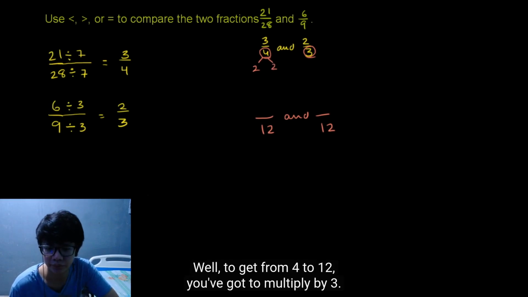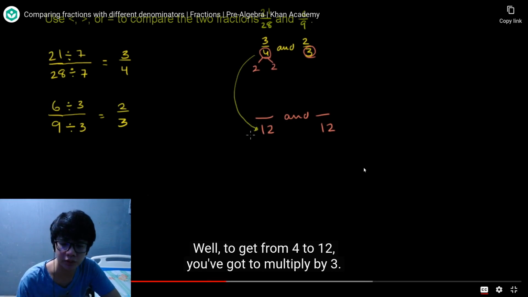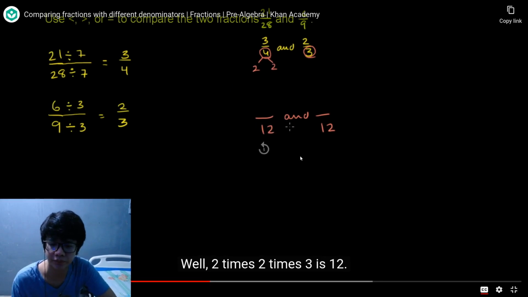Well, to get from 4 to 12, you've got to multiply 4 by 3.